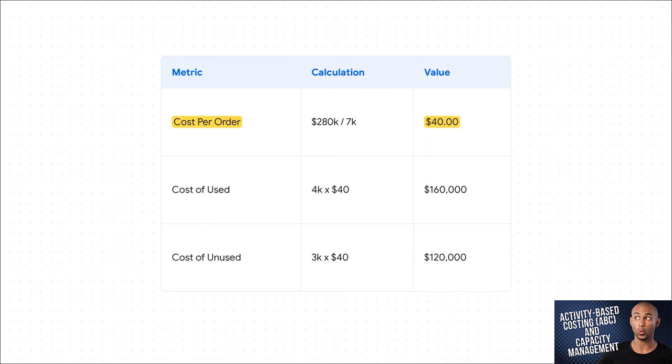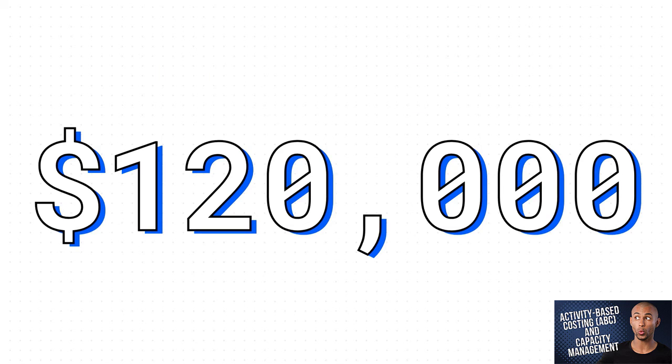Now look at the after. Your new capacity is a whopping 7,000 orders. So your true cost to handle one order drops way down to just $40. Amazing, right? The cost of the work you did sinks to $160,000. But just look at that last line. The cost of your unused capacity has exploded. It's ballooned to $120,000. $120,000. That is the big, counterintuitive reveal.